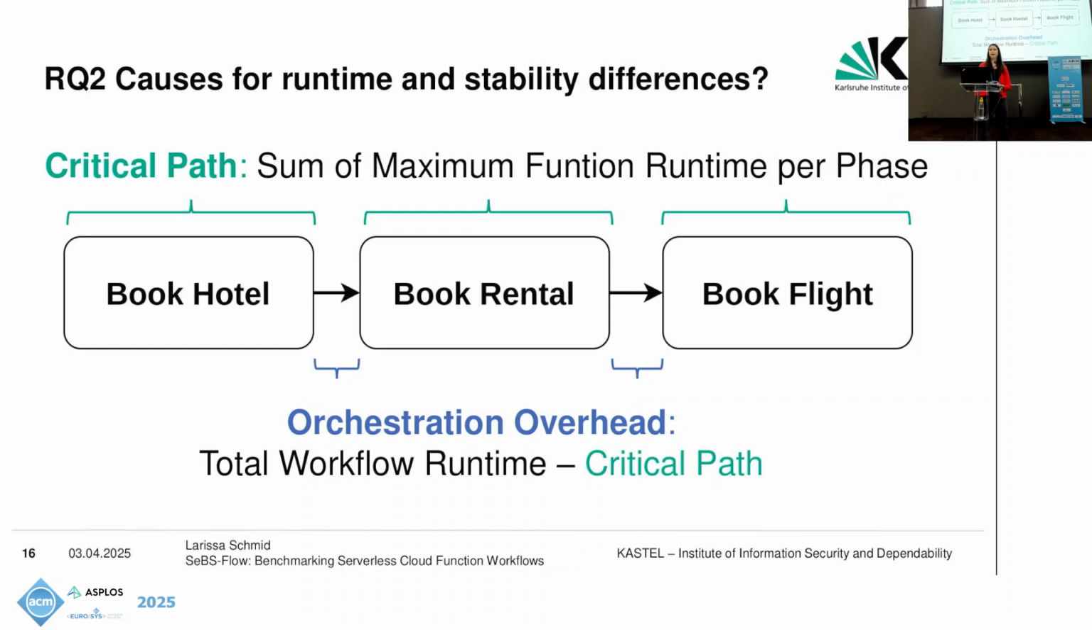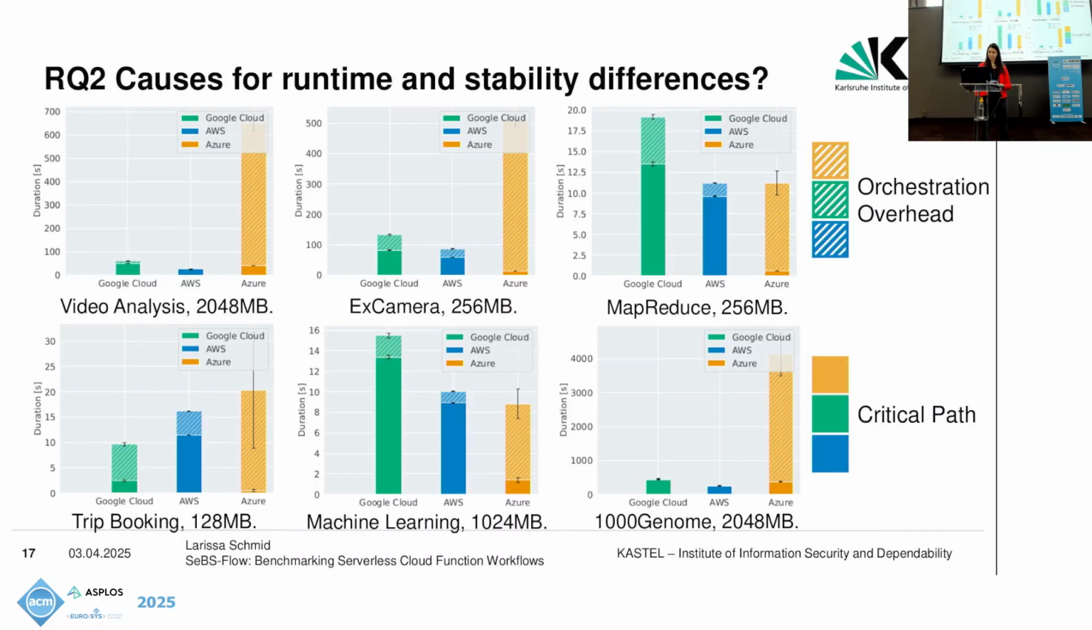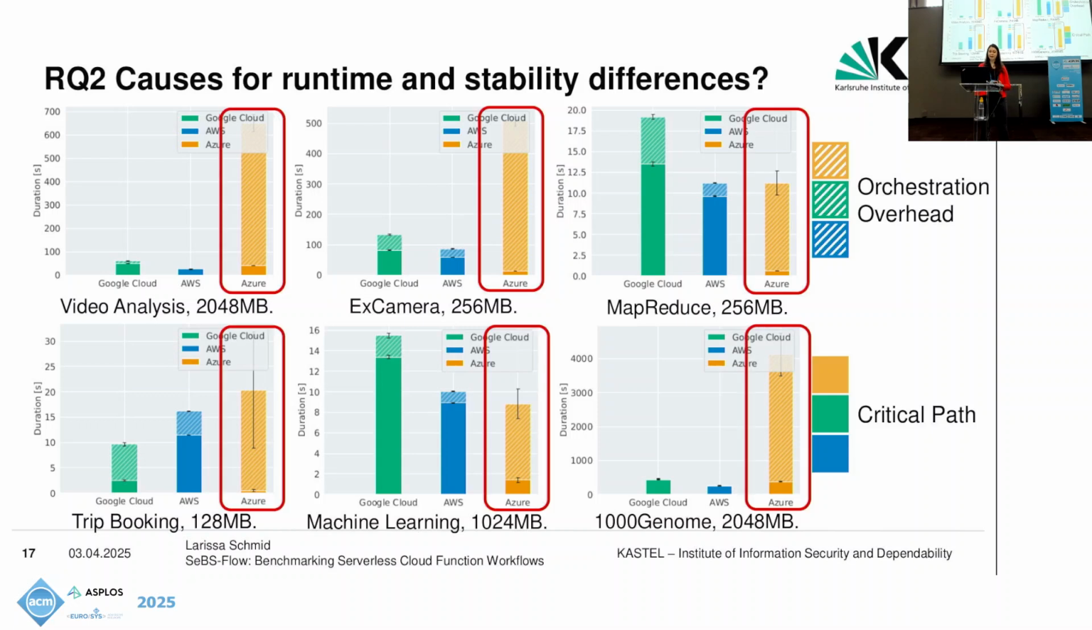Using that, we can then compute the orchestration overhead by subtracting the critical path from the total workflow runtime. So we see how much time is spent in between the function executions, caused by the orchestration. Now splitting the runtimes into these 2 components, where we show the orchestration overhead as the shaded area on top of the bar plots, we can see that these long runtimes on Azure are mostly caused by overhead induced by the workflow orchestration.